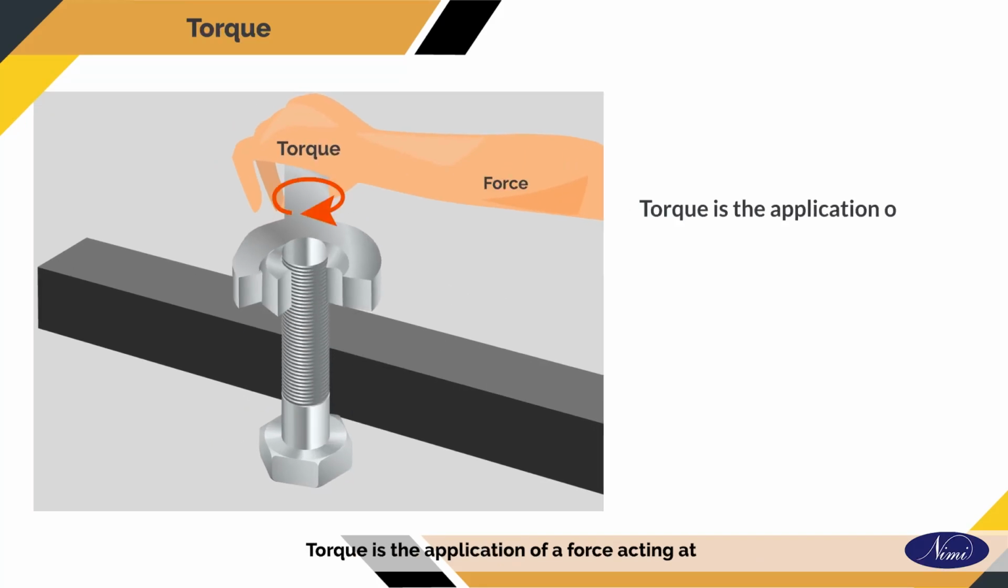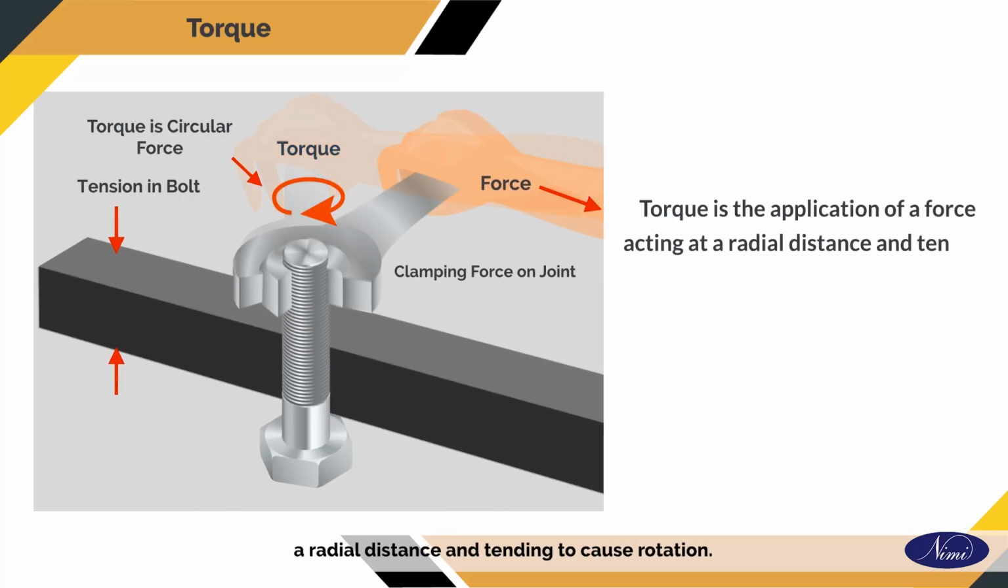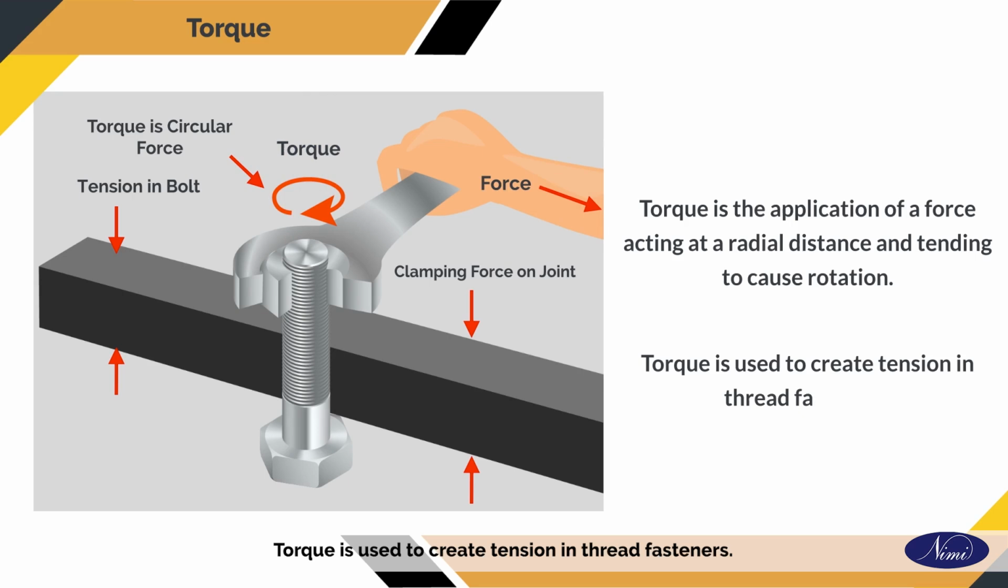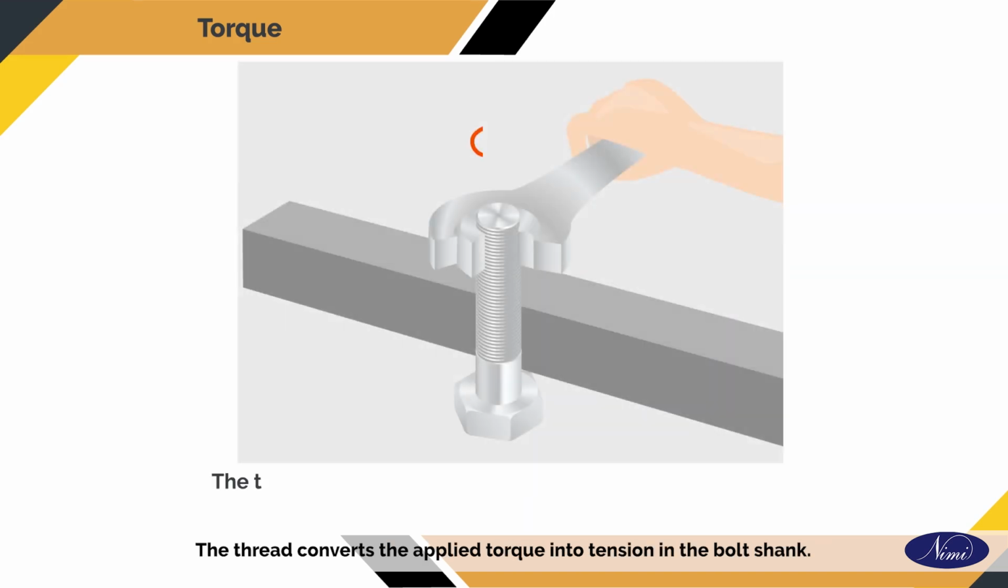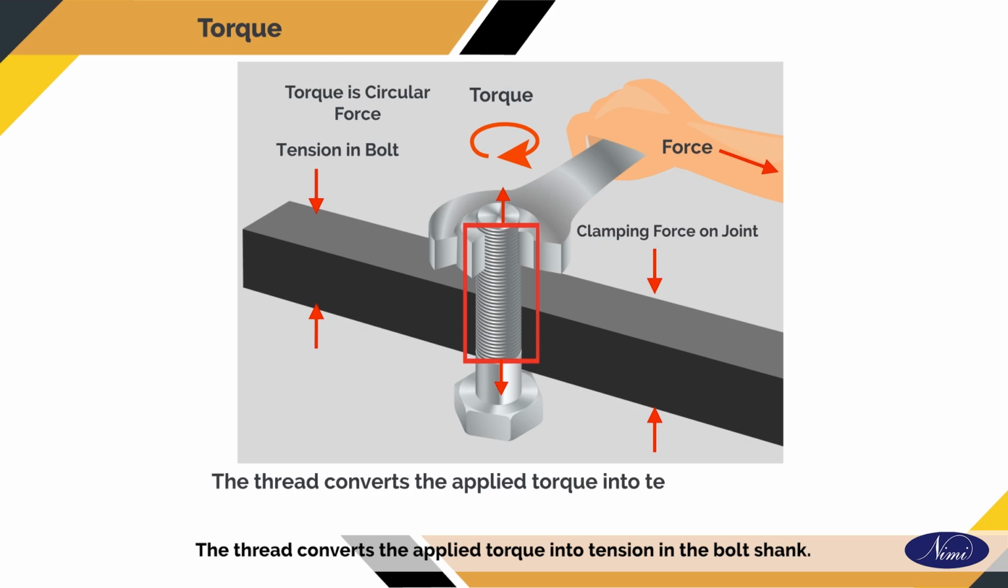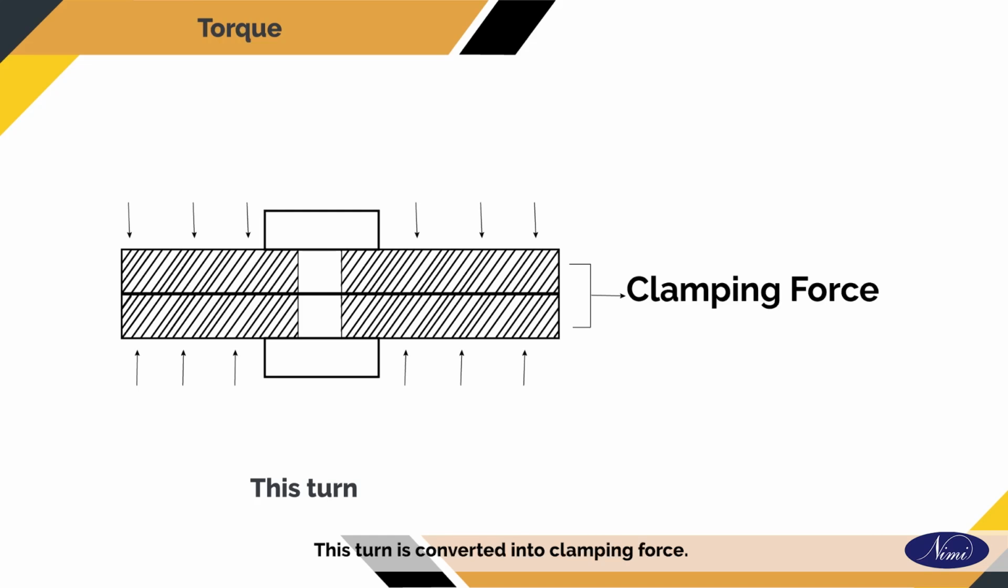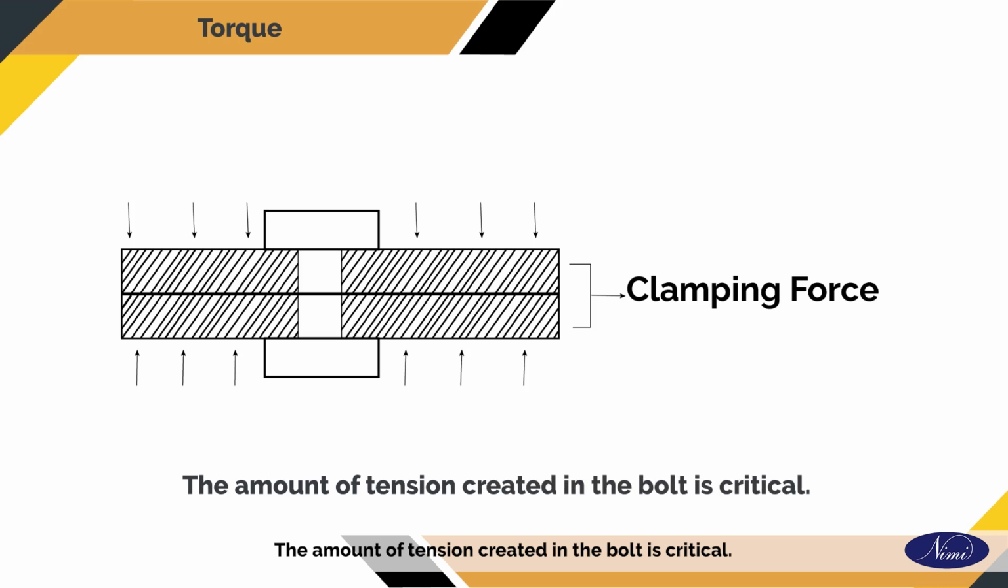Torque is the application of a force acting at a radial distance and tending to cause rotation. Torque is used to create tension in thread fasteners. When the nut and bolt are tightened, the two plates are clamped together. The thread converts the applied torque into tension in the bolt shank. This tension is converted into clamping force. The amount of tension created in the bolt is critical.